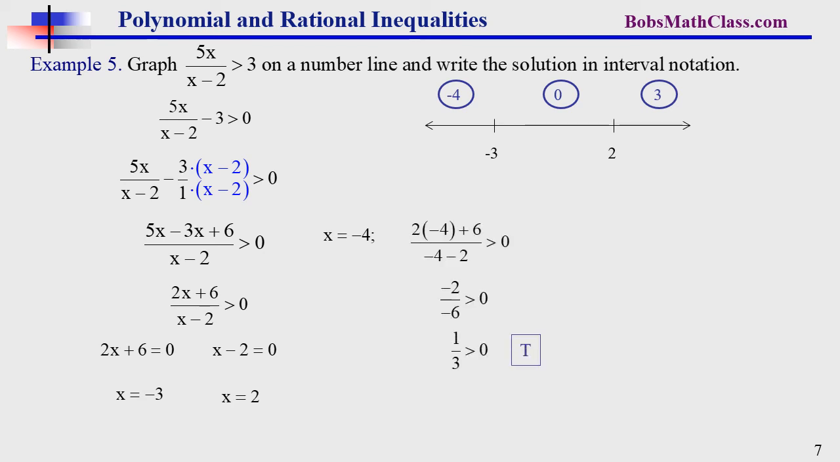All right, 2 times negative 4 plus 6 over negative 4 minus 2. 2 times negative 4 is negative 8. Negative 8 plus 6 is negative 2. So we got negative 2 on top. And negative 4 minus 2 is negative 6 on the bottom. And that reduces to 1/3 positive. So that's greater than 0.